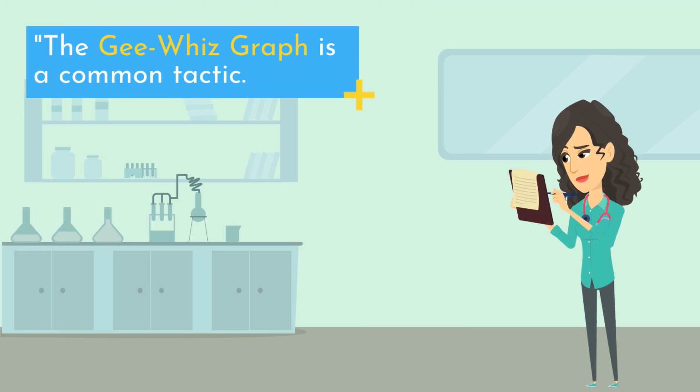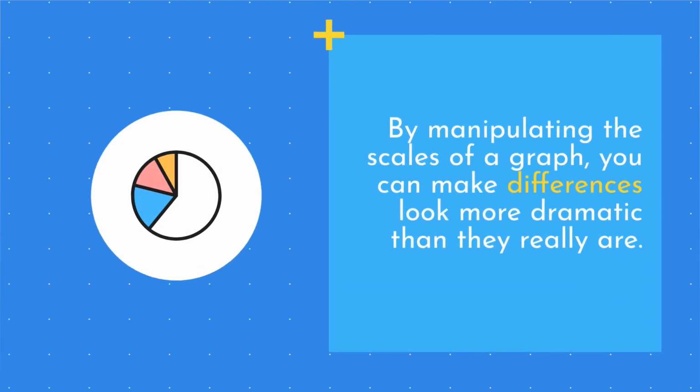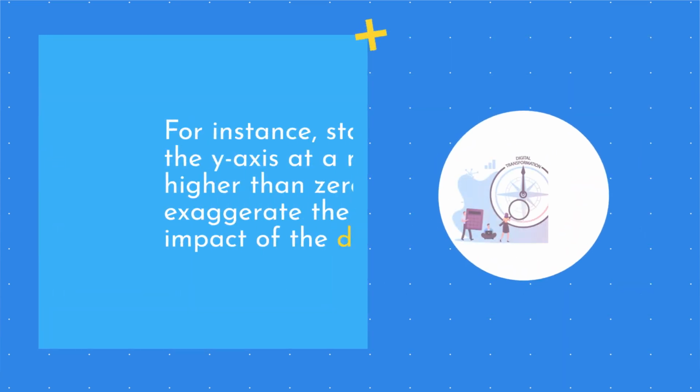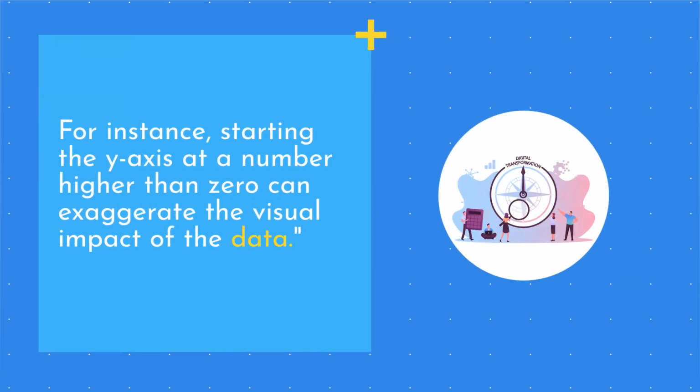The gee whiz graph is a common tactic. By manipulating the scales of a graph, you can make differences look more dramatic than they really are. For instance, starting the y-axis at a number higher than 0 can exaggerate the visual impact of the data.